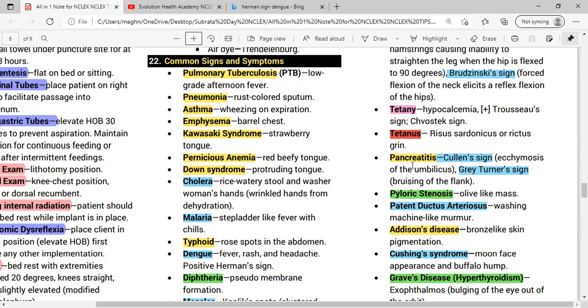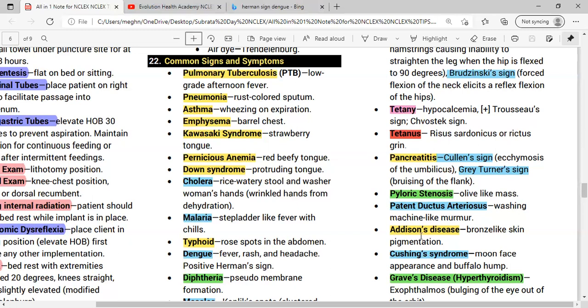Pancreatitis means inflammation of the pancreas. We find a positive Cullen sign or Turner sign, which indicates your patient has pancreatitis. If a patient has pyloric stenosis, we find an olive-like mass. In patent ductus arteriosus, we find a washing-machine-like murmur. If an infant has patent ductus arteriosus, we get a murmur called the machinery-like murmur.